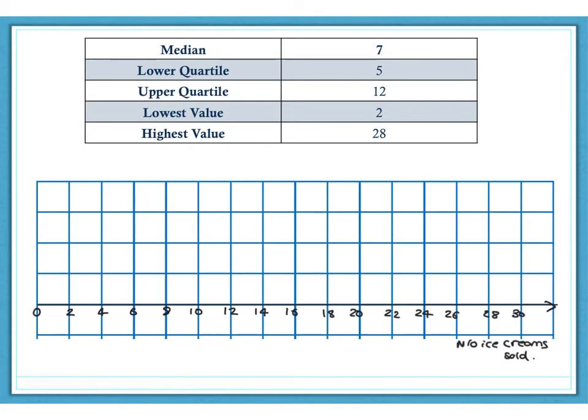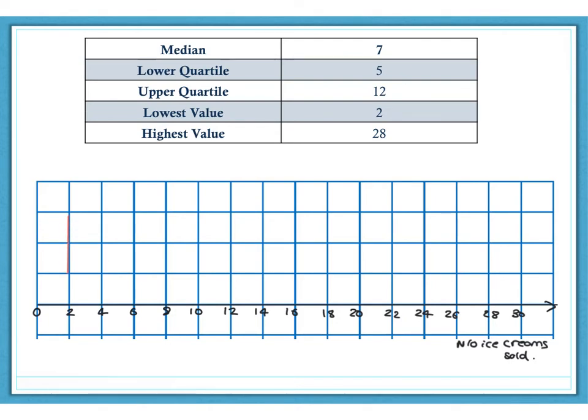We're now going to plot the values. Now, an interesting feature about a box and whisker plot is there is no vertical axis. There is no y-axis at all. Instead, we plot the median, the lower quartile, the upper quartile, the lowest value and the highest value against the horizontal x-axis. So I'm going to start off by plotting the lowest value, which is 2, which means I'm going to draw a vertical line here at 2.